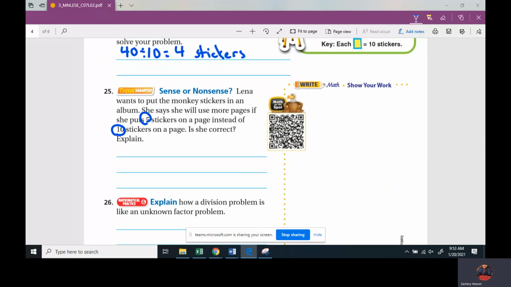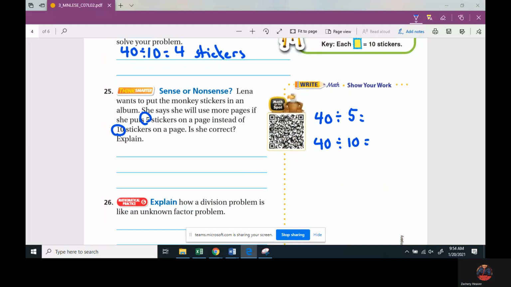Let's solve it. So we have 40 stickers. We're going to do 40 divided by 5, and we're going to do 10. Okay, write this down. 40 divided by 5, 40 divided by 10. The quotient is going to be how many pages? She says 5 will take up more. Let's see if she's correct or not.